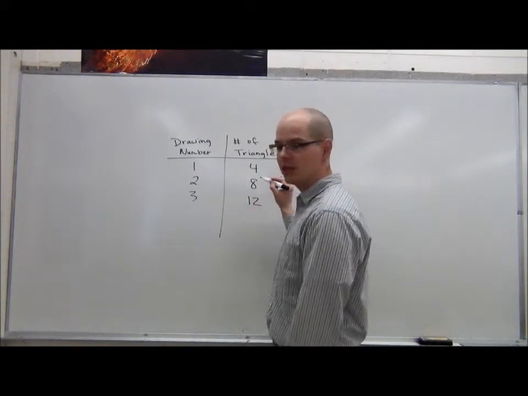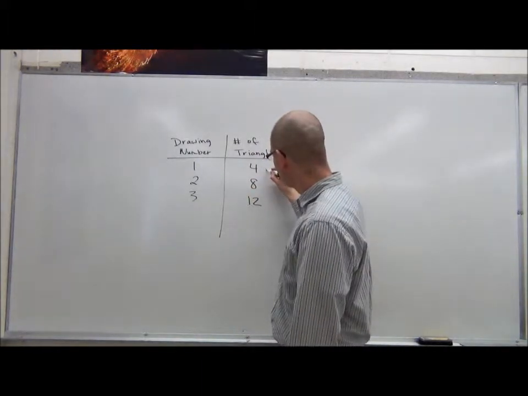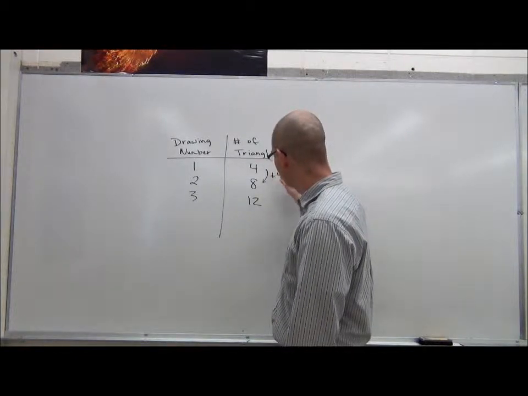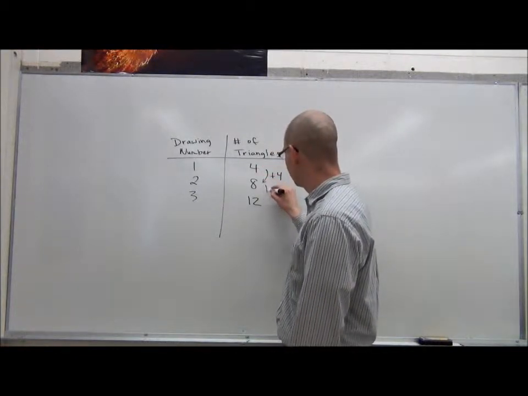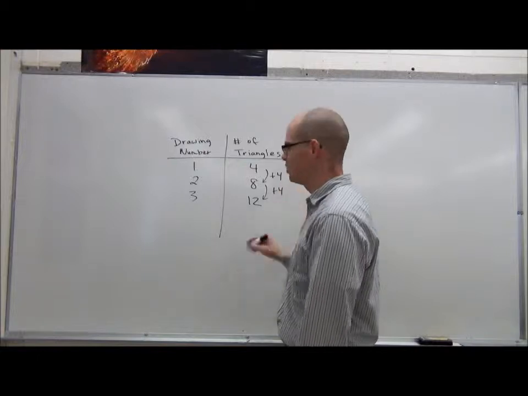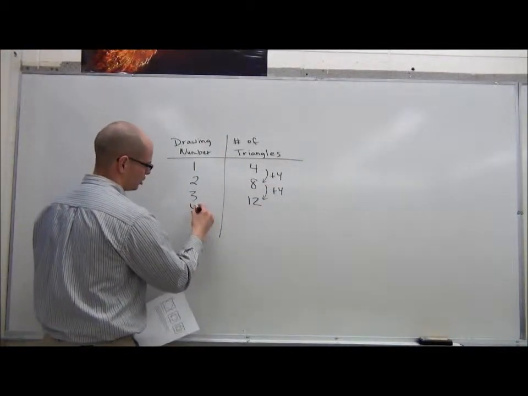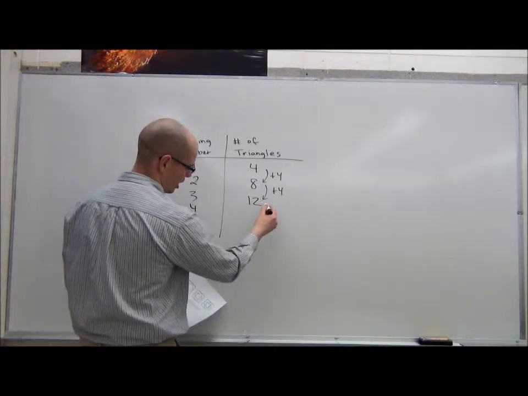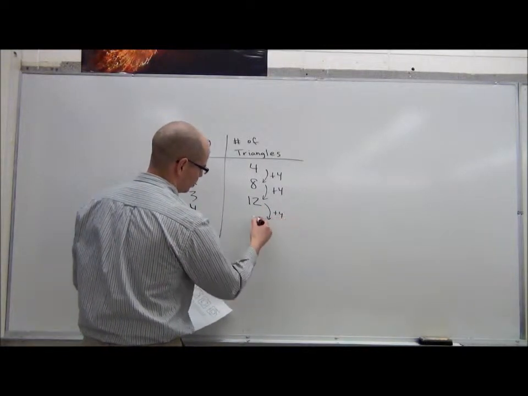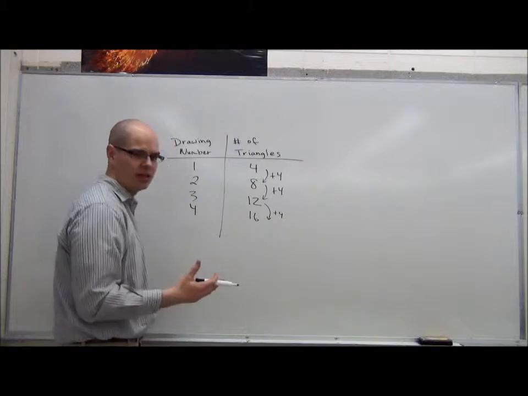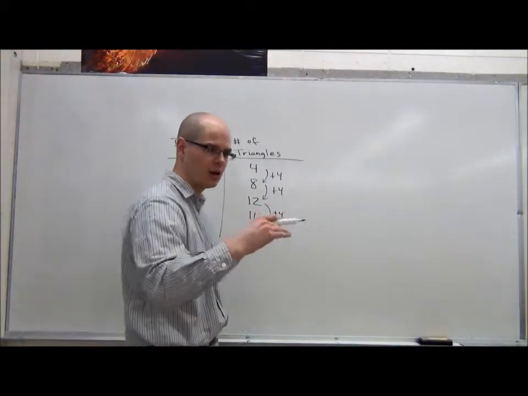Well, if you look here for the pattern, it's just going up by 4 each time. So we started at 4, we went to 8, we go from 8 to 12. It's going up by 4 each time. So what we can do here is we can predict if there was the next drawing, the 4th drawing, well, we should add on 4 again. So the next one should be 16. This is a linear relation because it's growing at a constant rate.